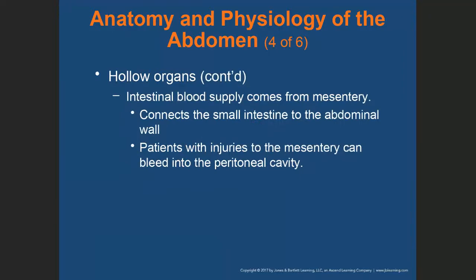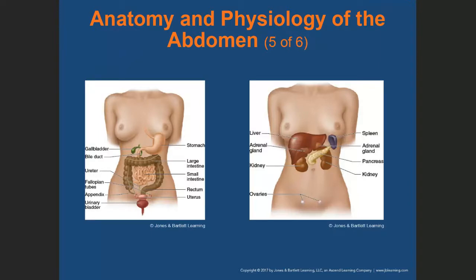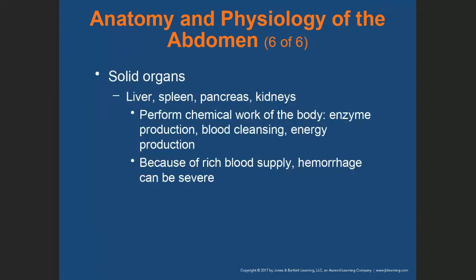Intestinal blood supply comes from the mesentery, which connects the small intestines to the abdominal wall. Patients with injuries to the mesentery can bleed into the peritoneal cavity. Solid organs, liver, spleen, pancreas, kidneys, perform chemical work of the body: enzyme production, blood cleansing, energy production. Because of the rich blood supply, if these organs are damaged and start to bleed, it can become quite severe.